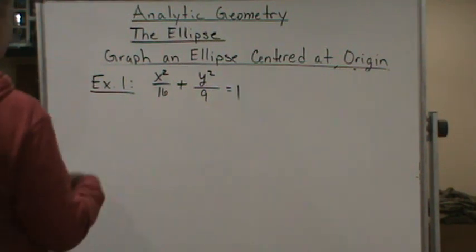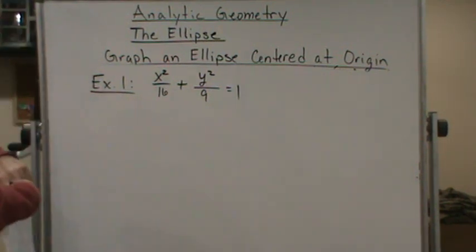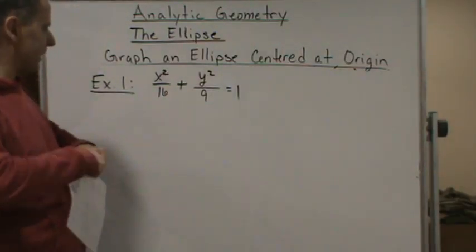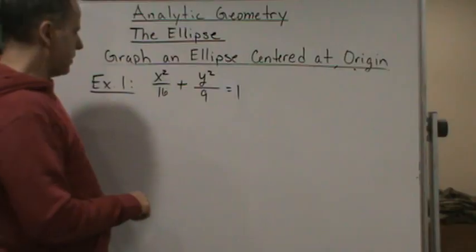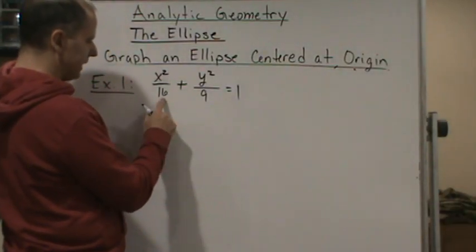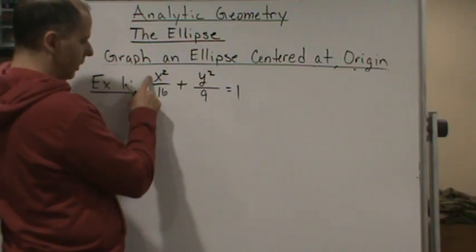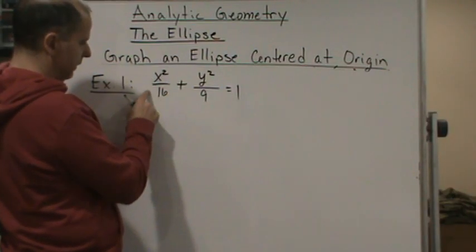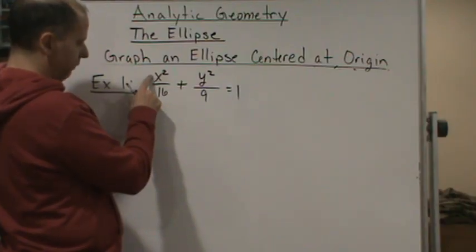All right, welcome back. Now, here's an example. So you notice it's in standard form. And so easily we could see which one is the major axis. The major axis is along the x-axis because the larger number is beneath the x variable.